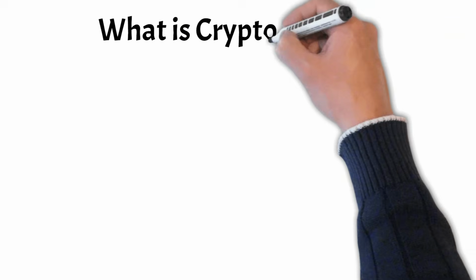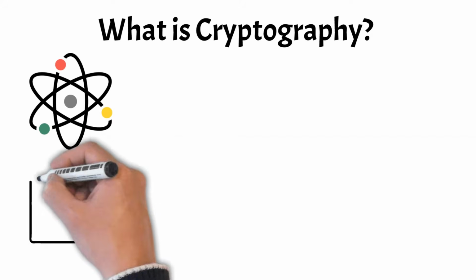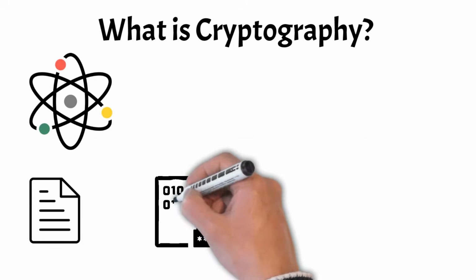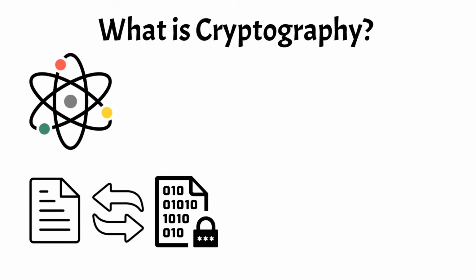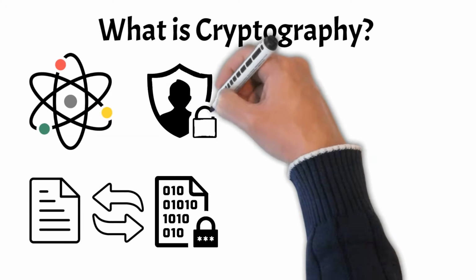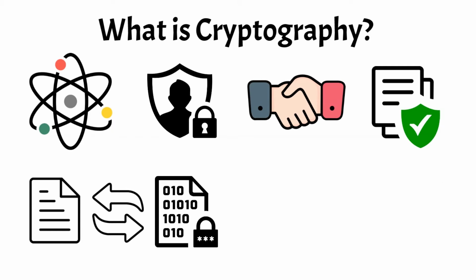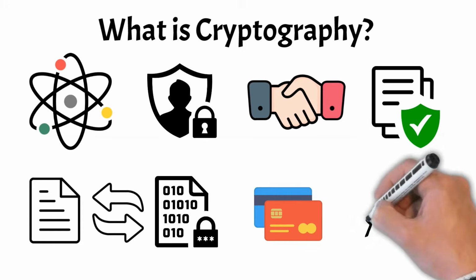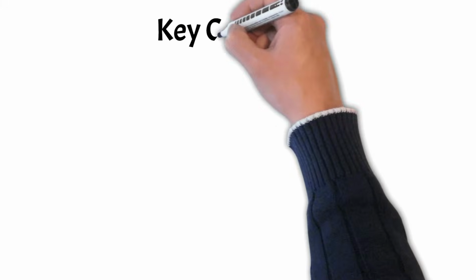First, let's look at what cryptography is. Cryptography is the science and art of securing information by converting it into an unreadable format, known as ciphertext, to protect it from unauthorized access. This process involves techniques such as encryption, where data is encoded, and decryption, where it is decoded back to its original form. Cryptography ensures the confidentiality, integrity, and authenticity of data, making it essential for secure communication in our digital world. It underpins many security protocols and applications, from online banking to private messaging, by safeguarding sensitive information against cyber threats.